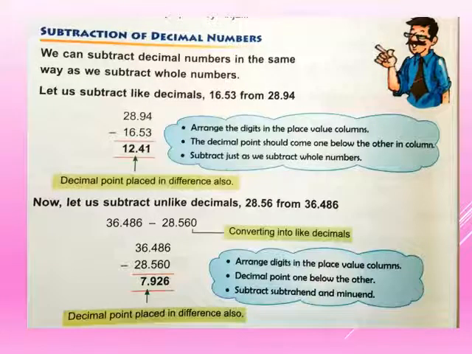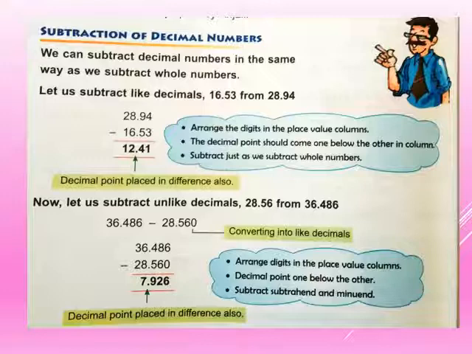Now we will see how to subtract decimal numbers. Again it is the same as we subtract whole numbers, the only difference is that the decimal point is there. So let us subtract first like decimals: subtract 16.53 from 28.94. Again we have to arrange the digits in the place value columns. Then the decimal point should come one below the other in the column, and subtract just as we subtract whole numbers. See here, write the 28.94 first, minus 16.53.